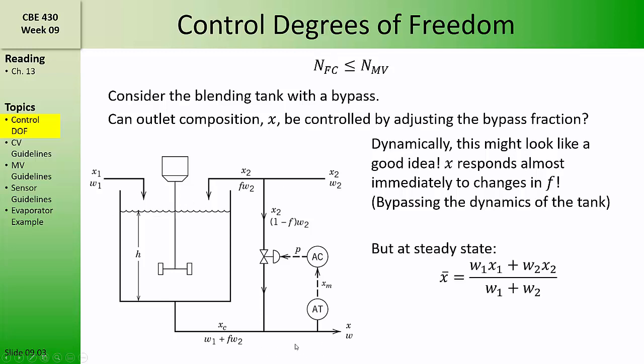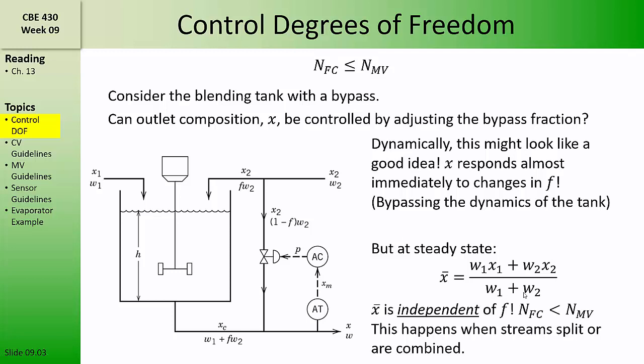But at the steady state, if we were to write a material balance around this entire process, the composition X must still be equal to the total amount of the solute entering the system divided by the total flow rate through the system, W1 plus W2. That is, the composition of the stream leaving this process at the steady state is actually independent of the bypass fraction. In this case, we have a manipulated variable that has no impact on our desired control variable.